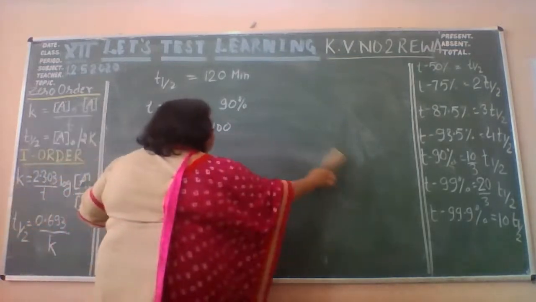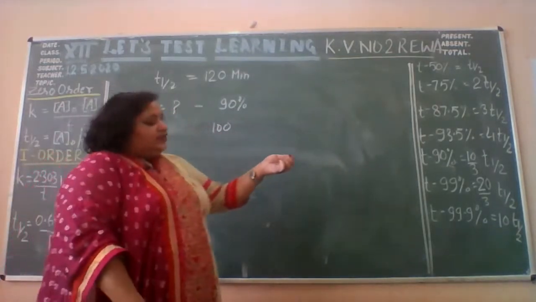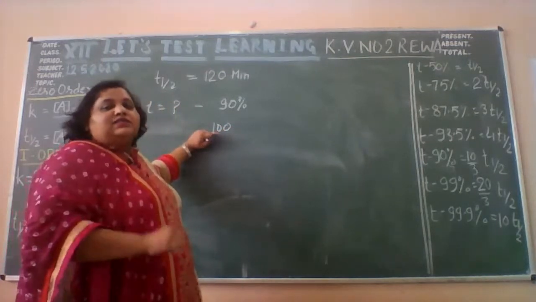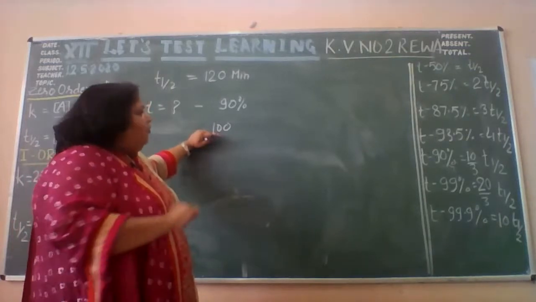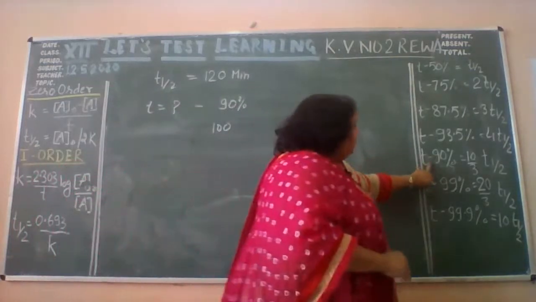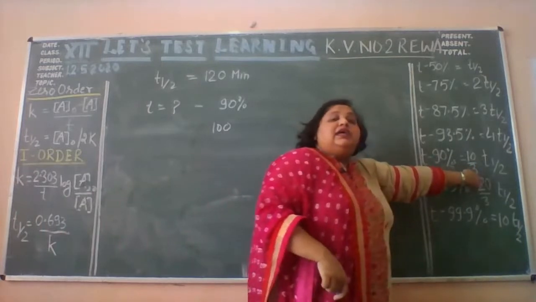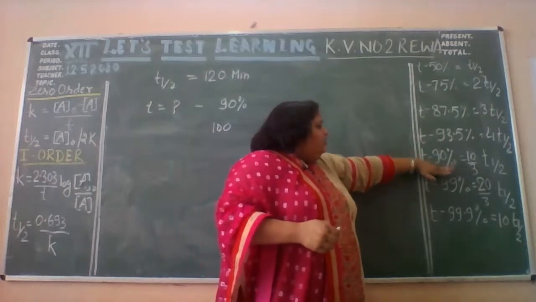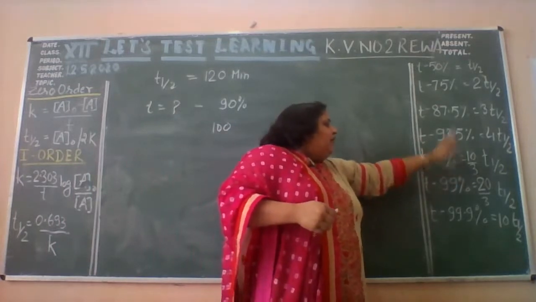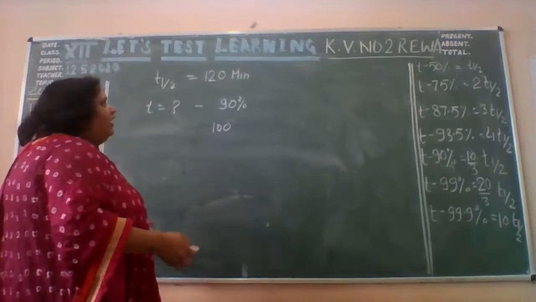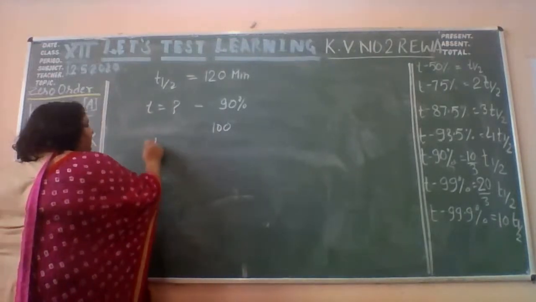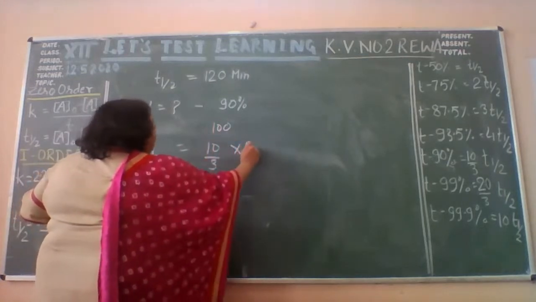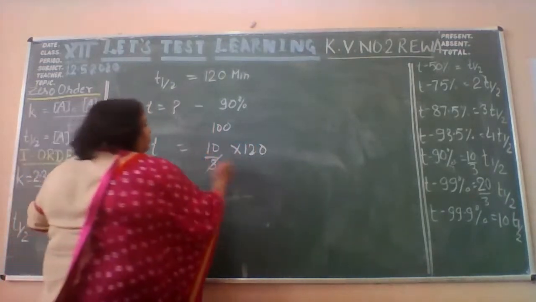Now, I'm telling you how within 30 seconds, it's my promise, this question will be solved in the NEET and JEE exam. How? See here, 90% means 10 by 3 half-life periods. The time to complete 90% of the reaction is 10 by 3 times T half, right? So what will be here? T is equal to 10 by 3. What is the time for this?